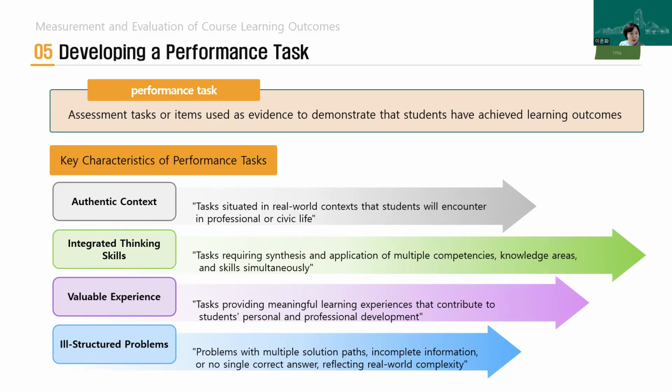Four key characteristics. One, authentic context. Task situated in a real world context that students will encounter in professional or civic life, not a hypothetical scenario, but realistic situations. Students will see why the task matters beyond getting a grade. Example, instead of explaining research methods, have students design a study to investigate a real problem in their communities.